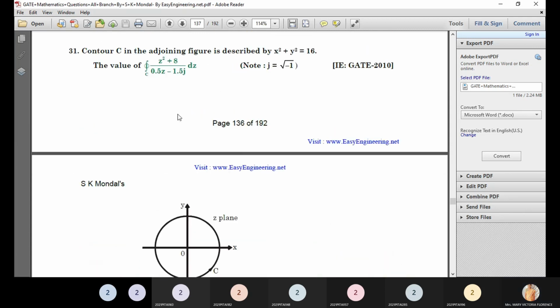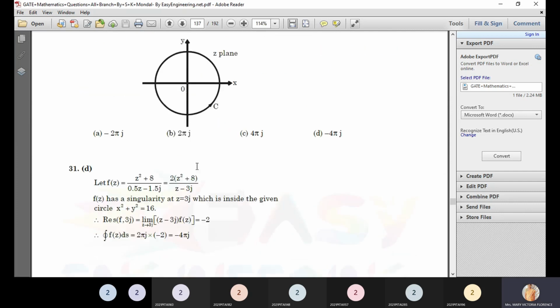Now, what is the question? f(z) is (z square plus 8) by (0.5 z minus 1.5 j). If you multiply by 10, we will be getting 5z minus 15j. Then if we cancel, we will be getting z minus 3j.